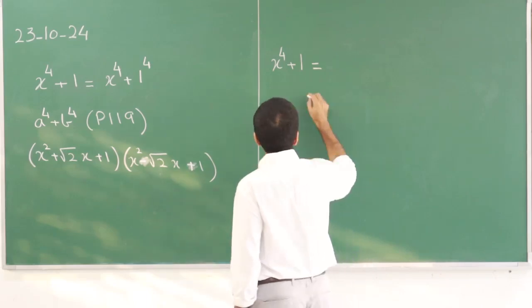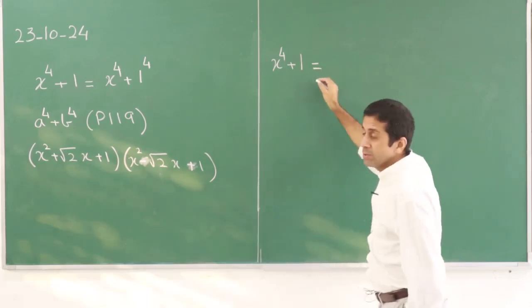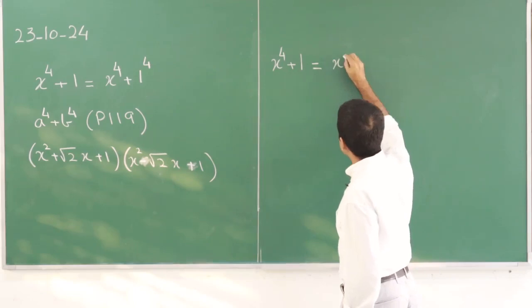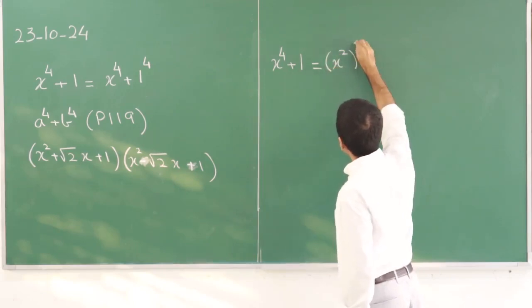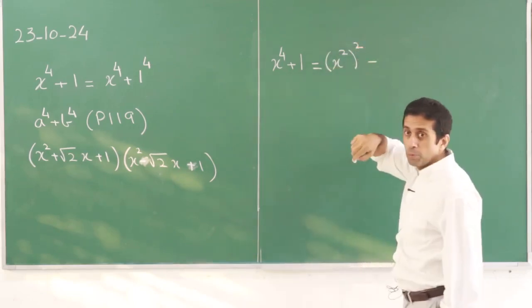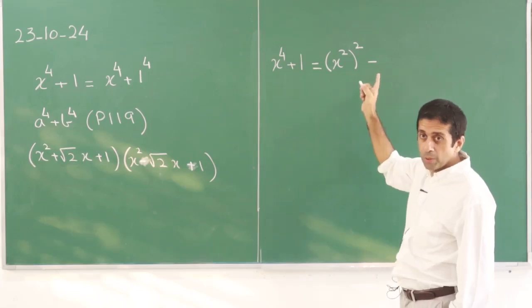Excellent. So you wrote it in the form a squared minus b squared. So how did you write it down? Can you? So it was x squared squared. Okay, this is a squared minus, you want it to be b squared. So how will it be b squared?